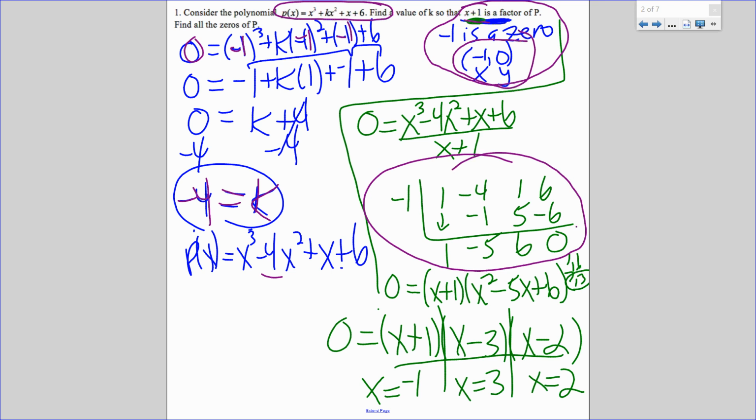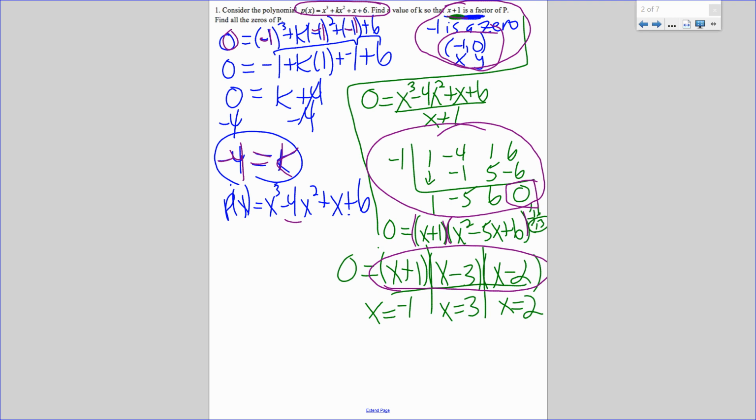The remainder will always be 0 since I knew that it was a factor. It must divide evenly. When I do that, I ended up with x squared minus 5x plus 6, so I wrote it as x plus 1 times x squared minus 5x plus 6. I then factored further, and once I had my factors, I had my zeros.